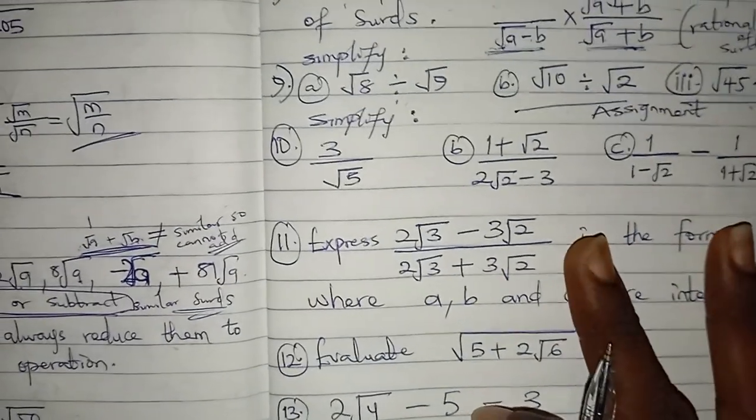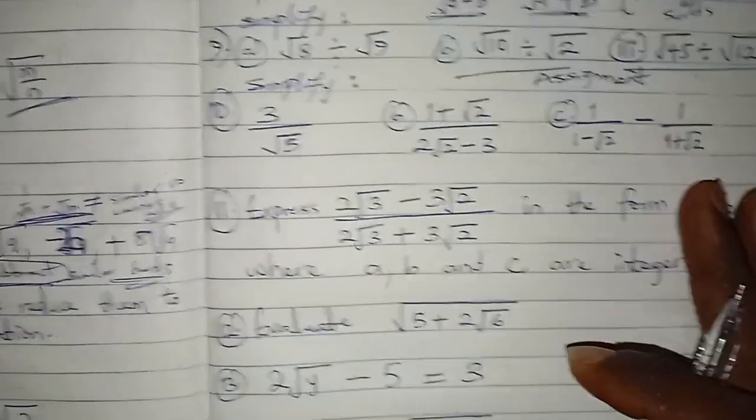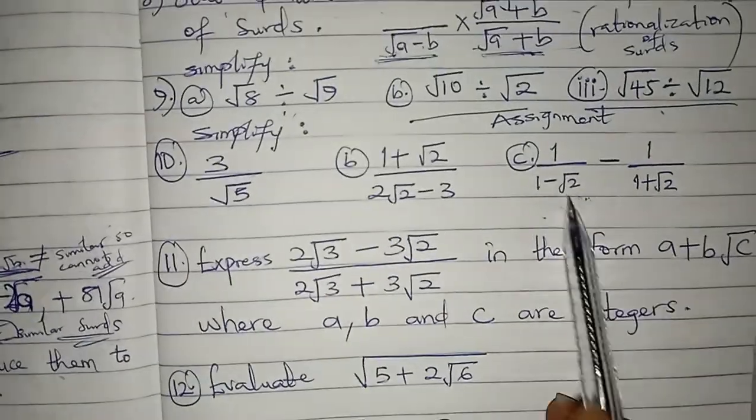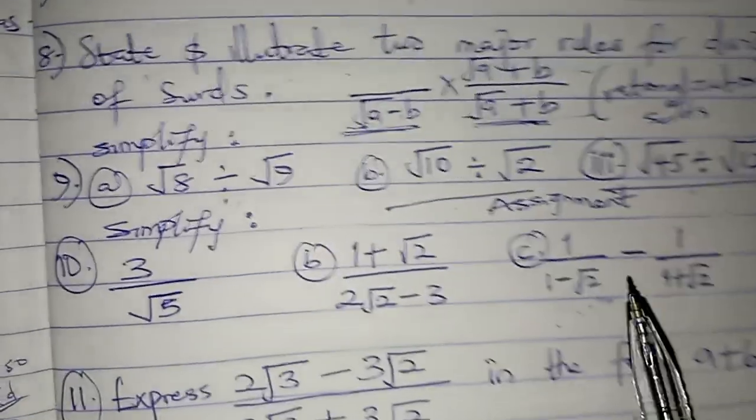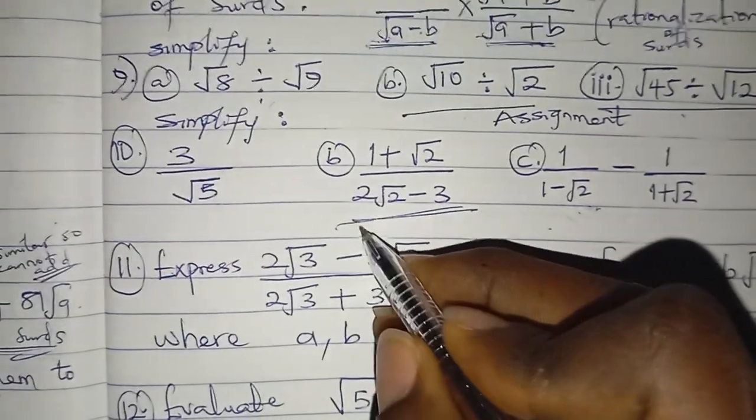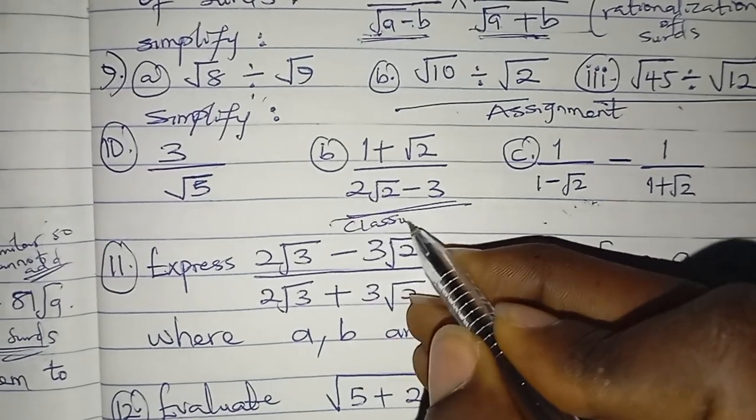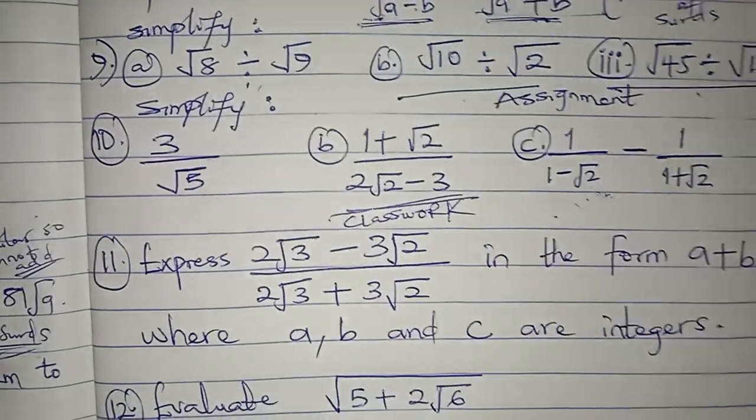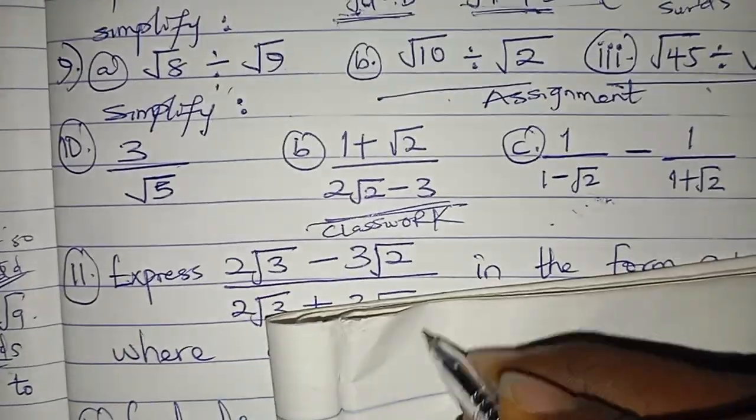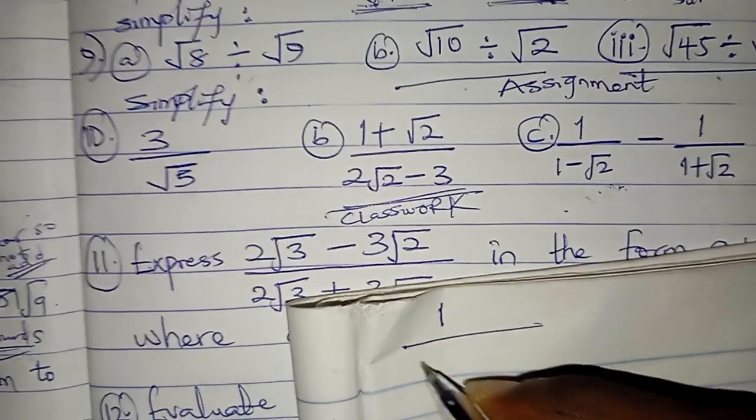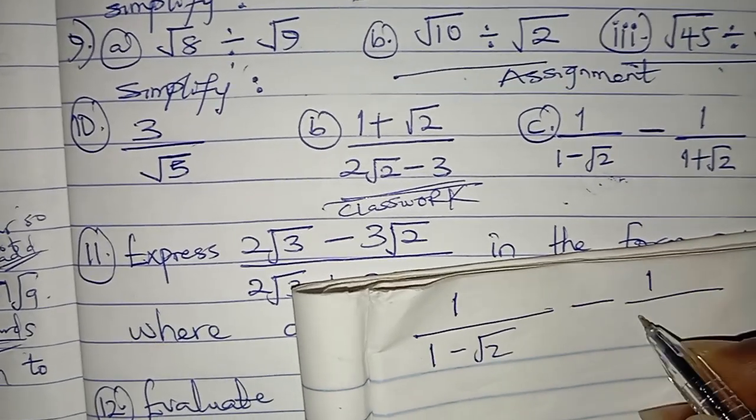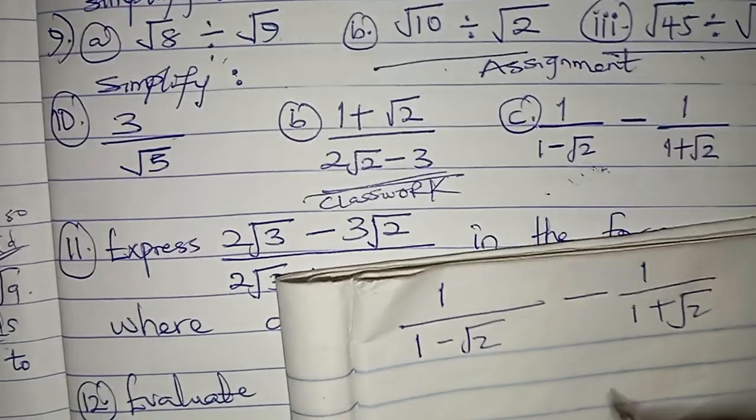So let me solve this one. I'll solve this one. Then you solve this one as your classwork. So I have 1 over 1 minus root 2 minus 1 over 1 plus root 2.